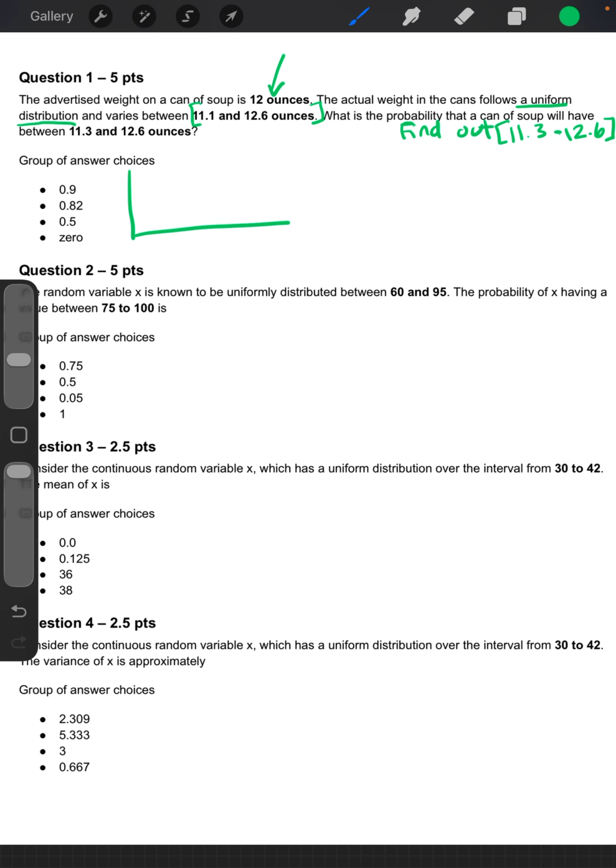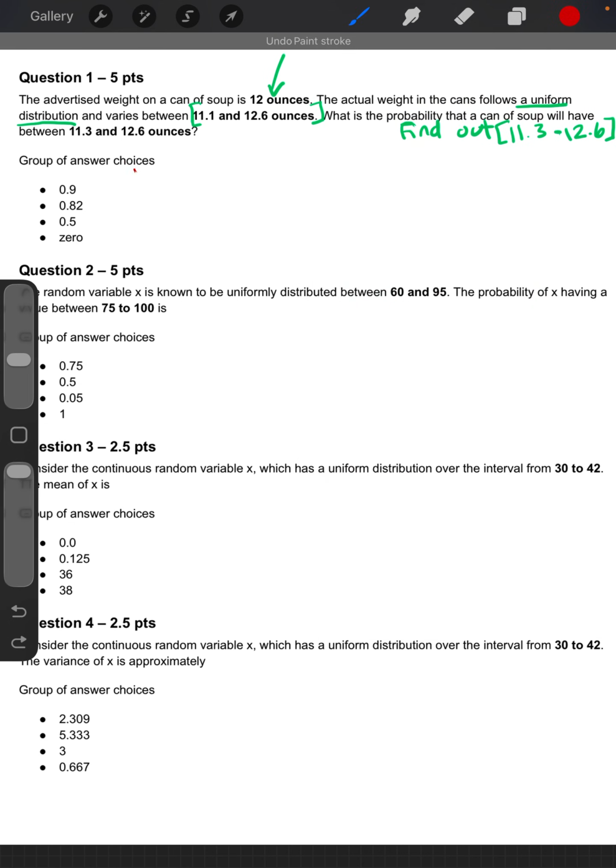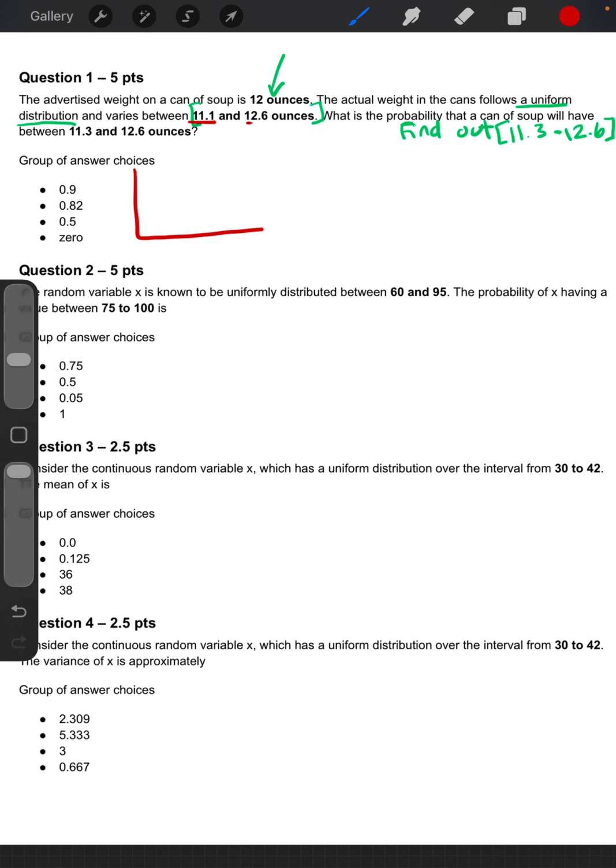And since we know that for my chart, it's between these two numbers, right here I'll do 11.1, and then right here I'll do 12.6. And with that, we know our A and B. Our A is the smallest number, and B is the largest. So for us, the smallest one will be 11.1 and the largest 12.6. So our formula is 1 over B minus A.